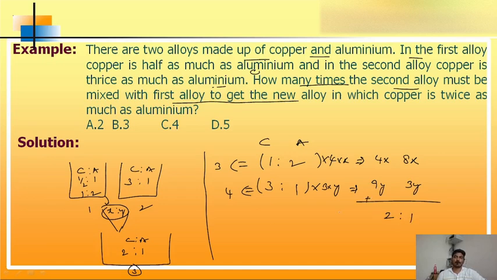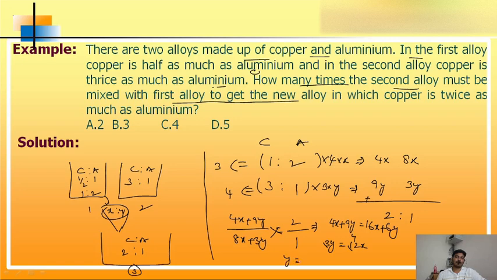And we need to add these values. After adding, it will be (4x plus 9y) divided by (8x plus 3y), equals 2 by 1. If I cross multiply, it will be 4x plus 9y equals 16x plus 6y. If I rearrange the values, 3y will be equal to 12x. The 3 ones and 3 fours get cancelled. So y will be equal to 4x.